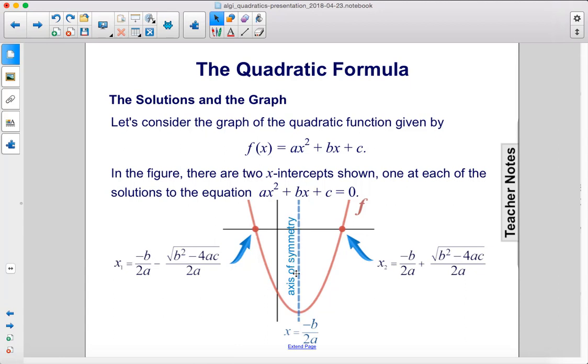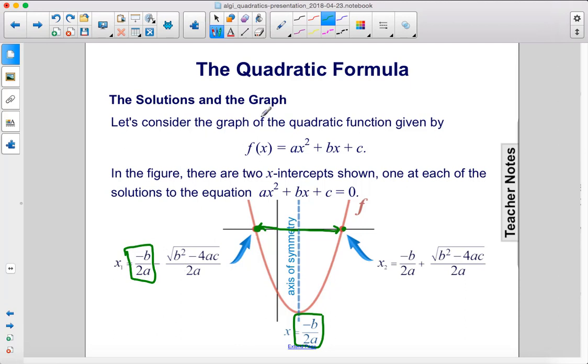So here is the axis of symmetry, which is negative b over 2a, which should look familiar because we've been using this a lot. And this horizontal distance away from the axis of symmetry is this amount, the square root of b squared minus 4ac over 2a. So we can either add that amount and go this way to this point, or subtract this amount and go this way to this intercept here. So we can see now that this is the axis of symmetry here, and we travel this distance away from it, to the right or left.